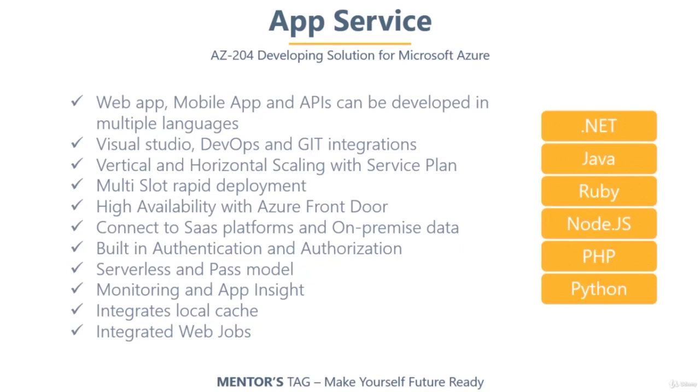This application can have multiple instances running at the same time, and you can get high availability across different regions using features like Azure Front Door. You can connect with existing SaaS platforms or the data running on your on-premise servers. You can also take care of security with respect to authentication and authorization. You can do this with either a pure platform as a service model, or if you want to convert it into a serverless architecture, you can do that also.